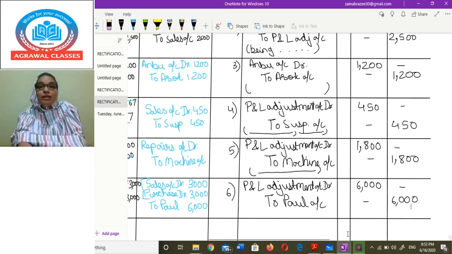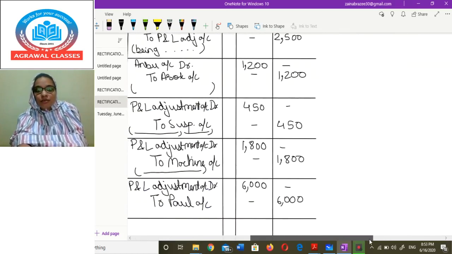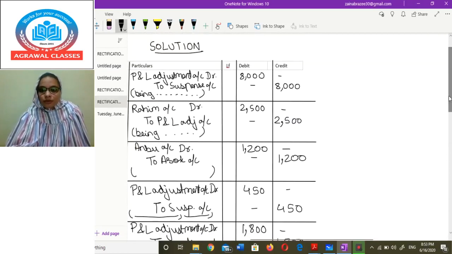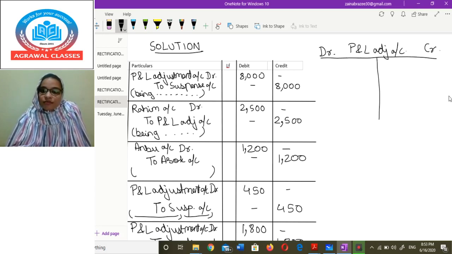So let us quickly do that. That is where the main marks are. You cannot forget that. So let us make a P&L adjustment account and a suspense account quickly. I'm making them here so that they're very visible to me. P&L adjustment account, debit, credit. These accounts which I have opened, I'll have to close. And whatever the balance, the difference will go to the capital account, Daisy's capital account. And I'll have to open one suspense account too. Suspense account, debit, credit.